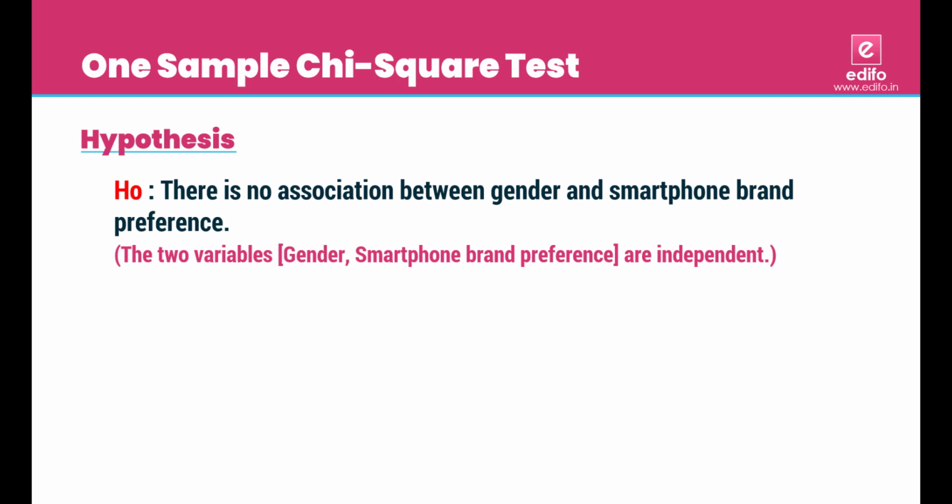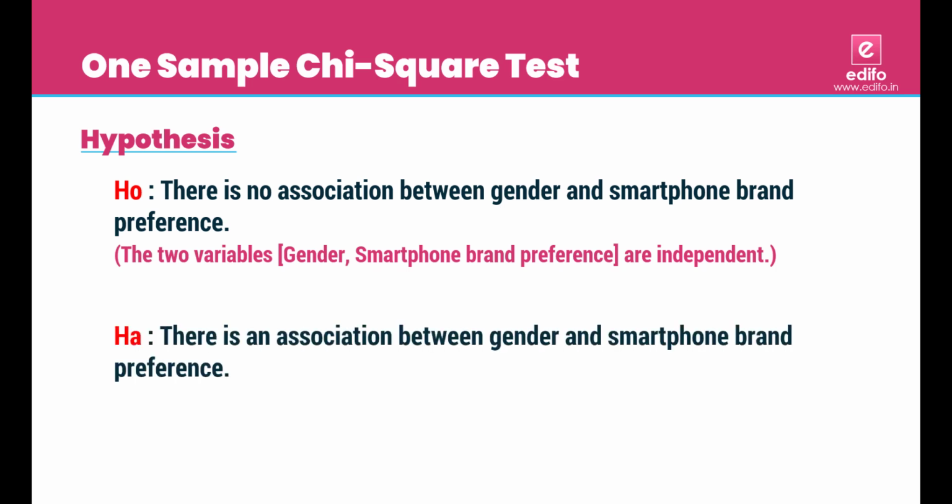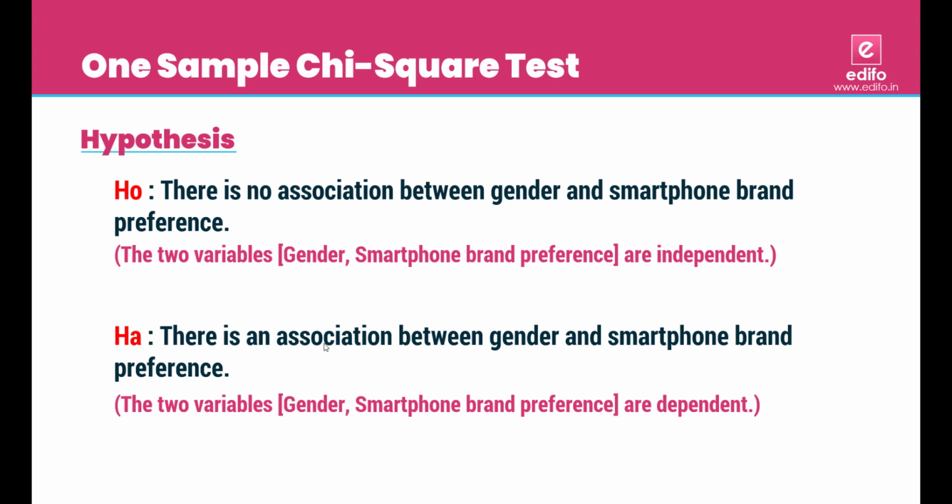Now, our alternative hypothesis. That should be just the opposite of the null hypothesis. Here, HA, that is the alternative hypothesis, is there is an association or relation between gender and smartphone brand preference. That means the two variables, that is gender and smartphone brand preference, are dependent. That is, there is an association or relation between gender and smartphone brand preference. So we can say they are dependent.